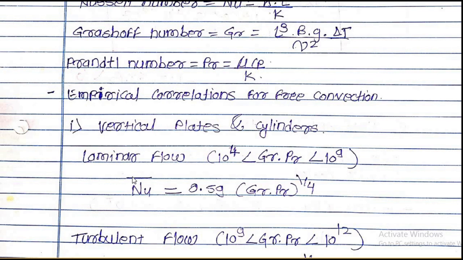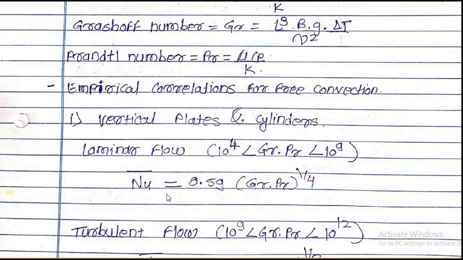If you form this equation, the average Nusselt number for a vertical plate and cylinder is given as 0.59 into bracket Gr multiplied by Pr raised to 1/4. This is applicable for laminar flow only, laminar flow over vertical plates or vertical cylinders. Laminar flow will be considered when the Grashof's number multiplied by Prandtl number value is greater than 10 raised to 4 and less than 10 raised to 9. In that case we can use this equation.